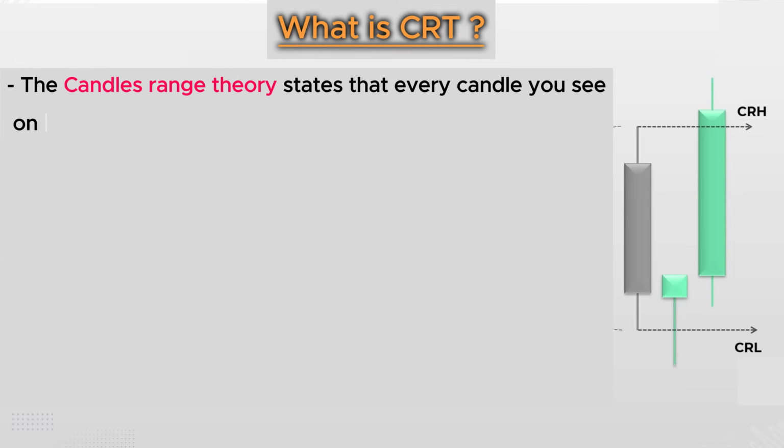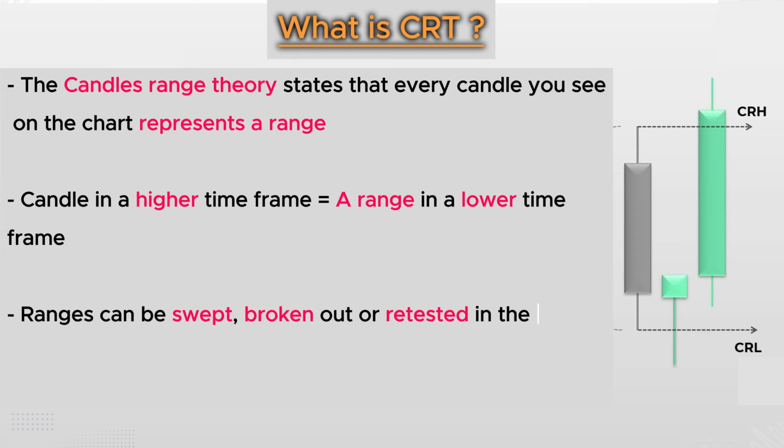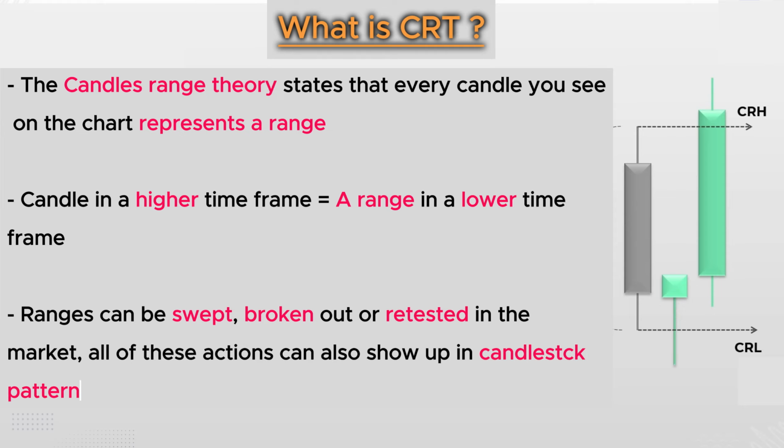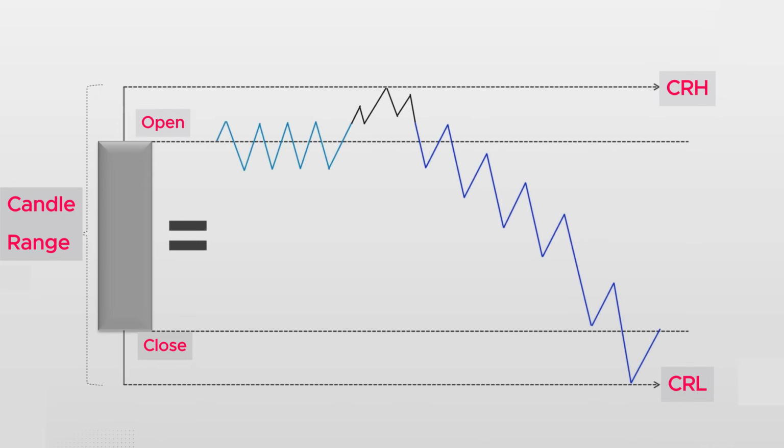What exactly is candle range theory? The idea is simple. Every candle you see on a chart represents a range. In other words, a candle you see on a higher time frame is just a range of price action when you zoom in to a lower time frame. Since ranges can be swept, broken out, or retested in the market, all of these actions can also show up in candlestick patterns. Every candle has a high and a low, right? So if you zoom in, you'll see that a range forms between the candle's highest and lowest points on a lower time frame.